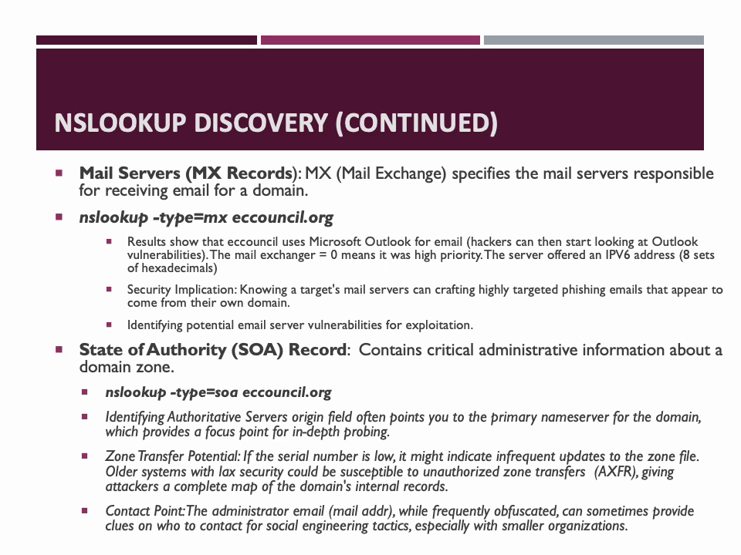Start of authority: the SOA record contains critical administrative information about its domain zone. So now if we say NSLOOKUP -type SOA eccouncil.org, it will identify the authoritative server origin field pointing to the primary name server for the domain, which gives you a focal point for in-depth probing, right? And then of course, if the serial number you find is low, it indicates infrequent updates to the zone file. Older systems with lax security may be susceptible to unauthorized zone transfers, right?